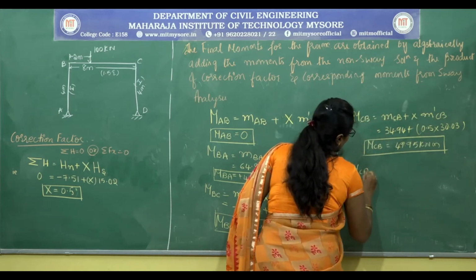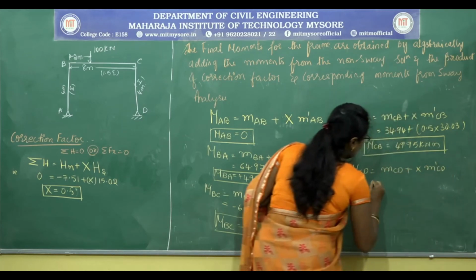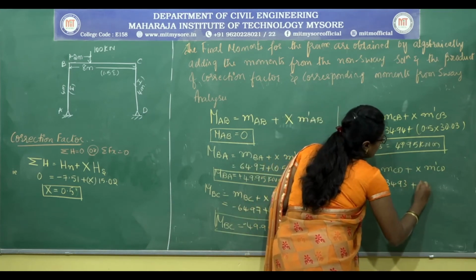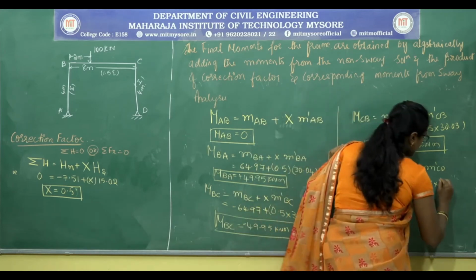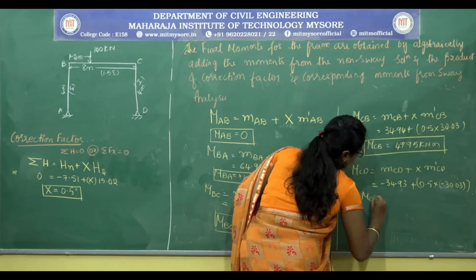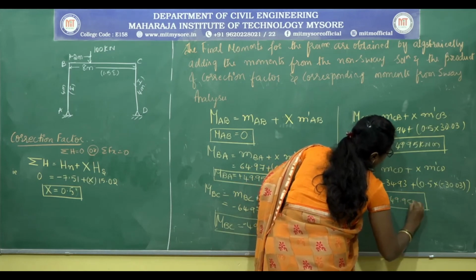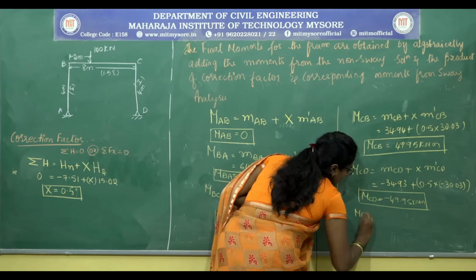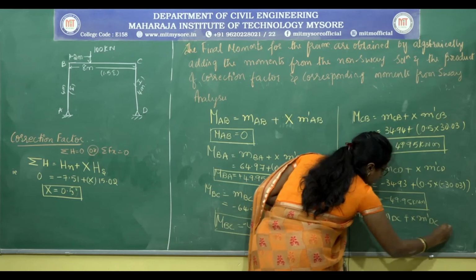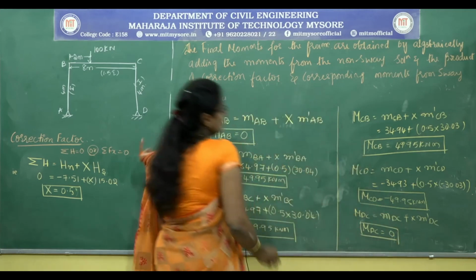Then MCD plus X M dash CD is equal to minus 34.93 plus 0.5 into M dash CD, which is minus 30.03. This will give you minus 49.95 kilonewton meter. Finally, MDC equals MDC plus X into M dash DC. Since we know that the final end moment for a hinged support is 0, you can directly take this as 0.